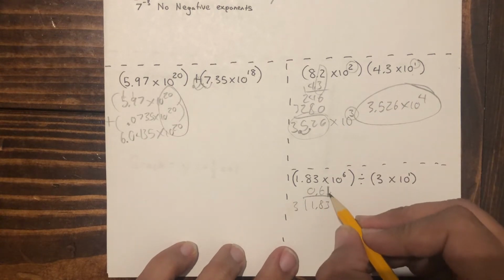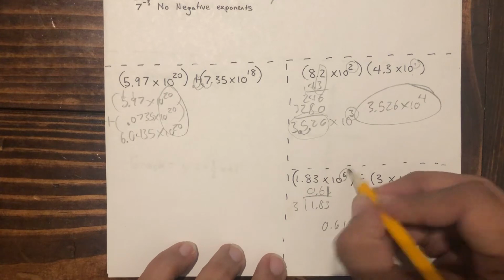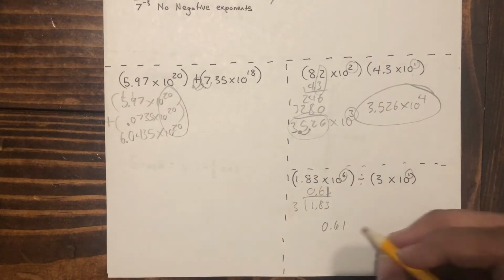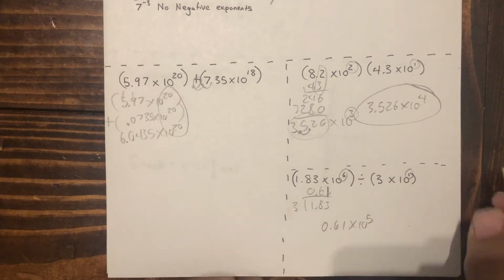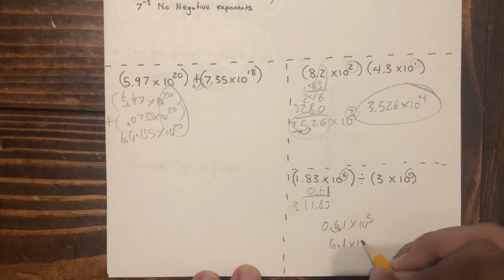So 0.61. Okay? 0.61. And remember, the exponents are going to subtract. So it's going to be 6 minus 1. So it's going to be times 10 to the 5th. The thing is, I have to go back 1, which makes this go back a number. So we're left with 6.1 times 10 to the 4th. Final answer.